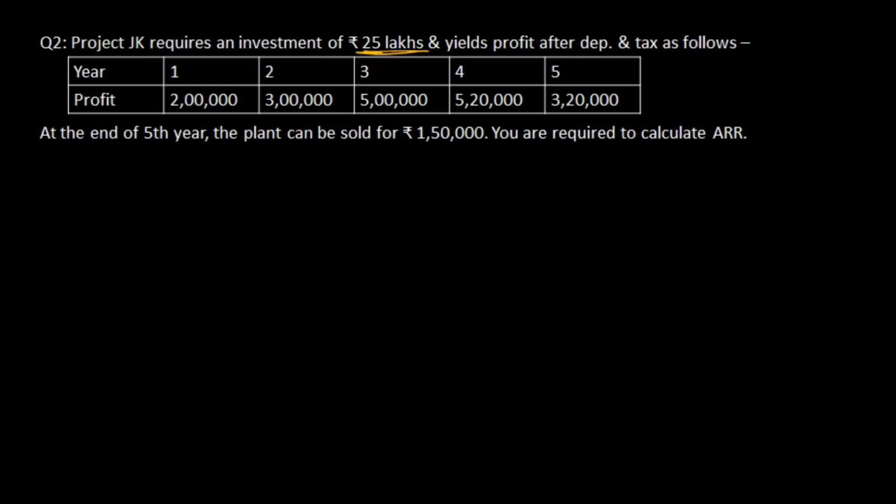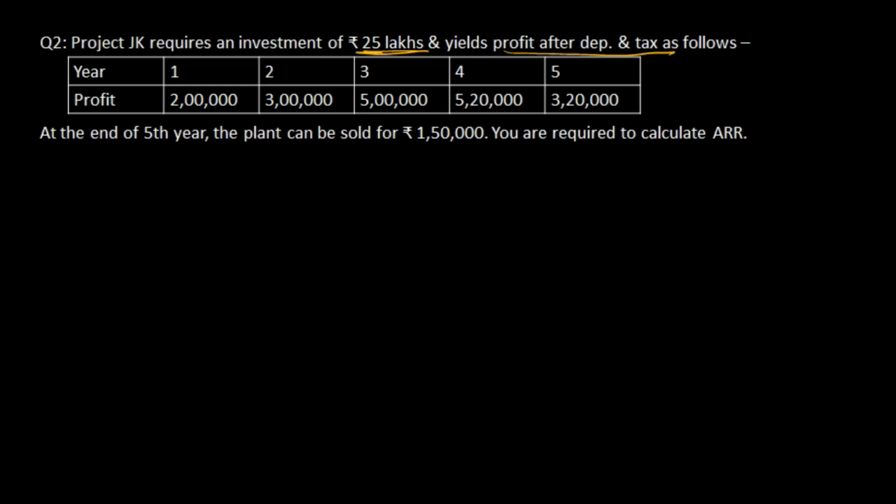And it gives profit after depreciation and tax. Just read the statements properly. Here they have already given us profit after depreciation and tax, not before. So we don't need to subtract depreciation or tax, because both these things are already subtracted here. Only what do we need?